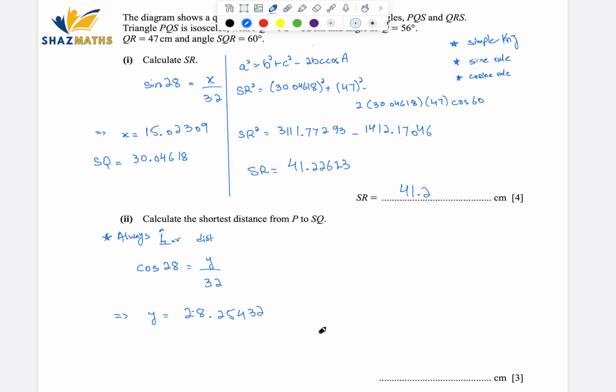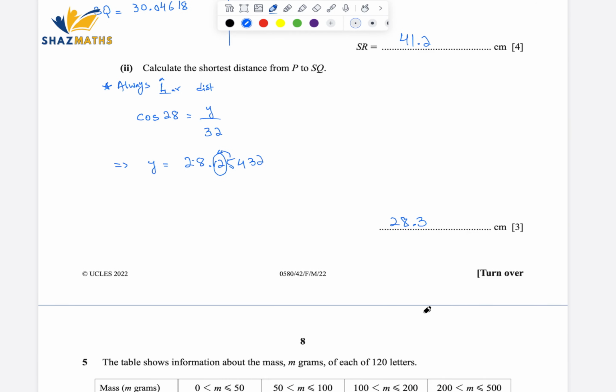This would be 28.25432. So the final answer is, again, I will round it off up to 3 significant figures. That means I need the value till this point. The next number is 5 or greater than 5, so add 1 to this one, it's going to be 28.3 centimeters. That's the final answer.